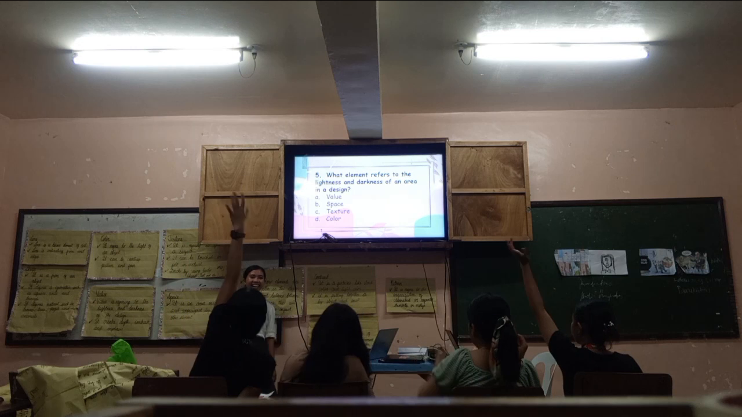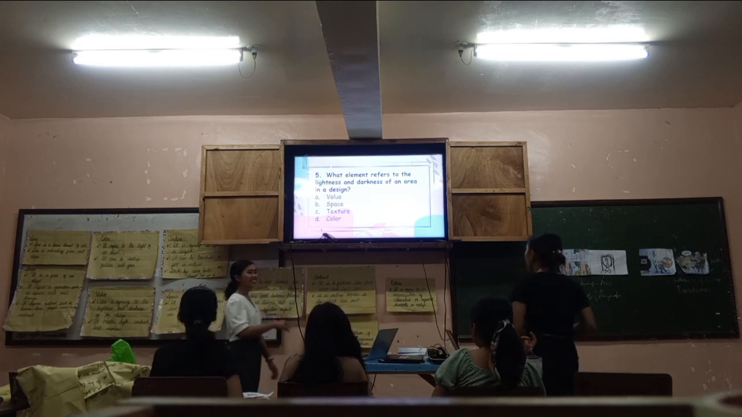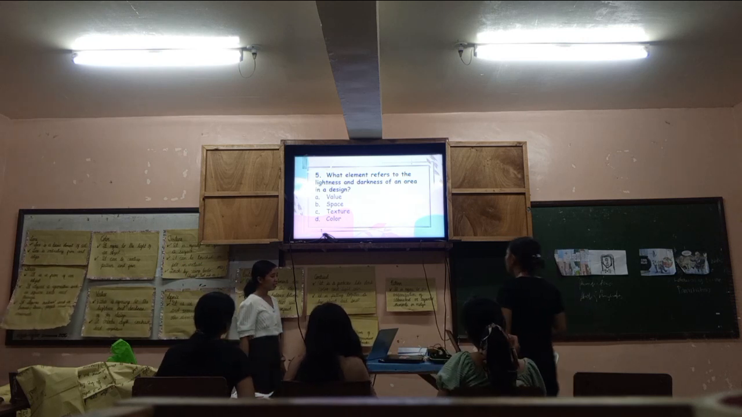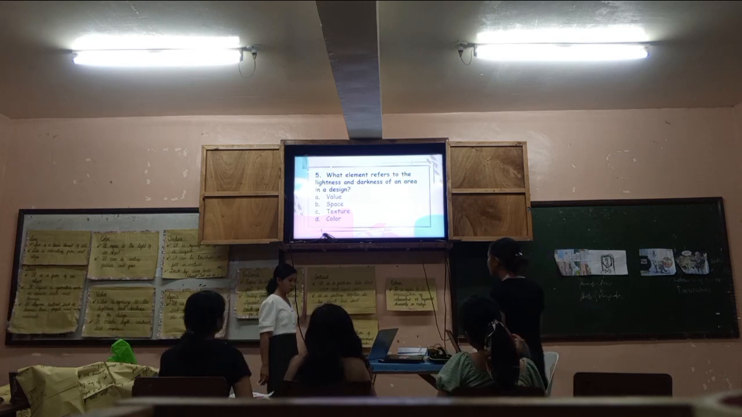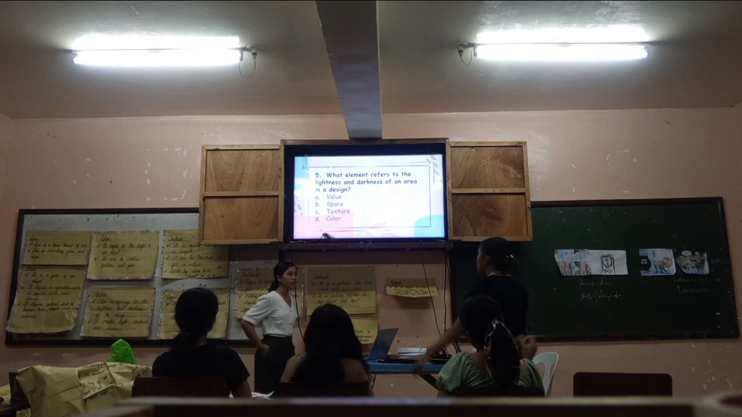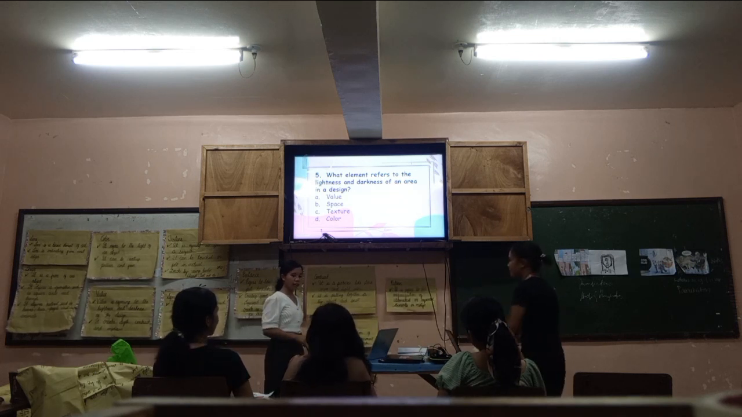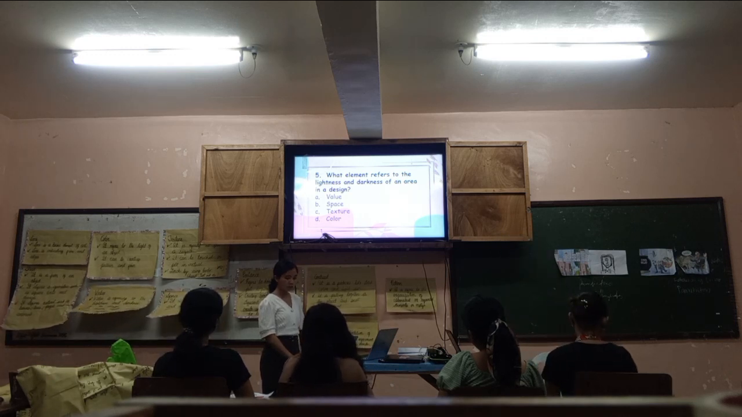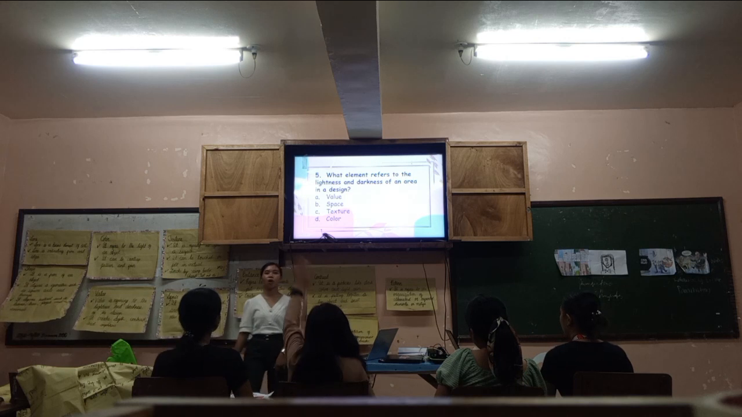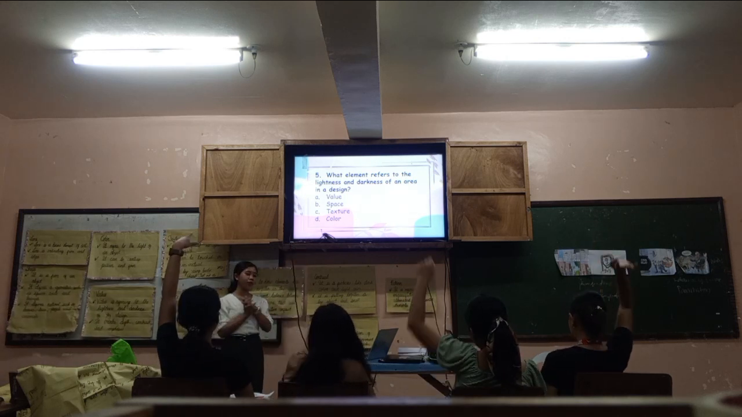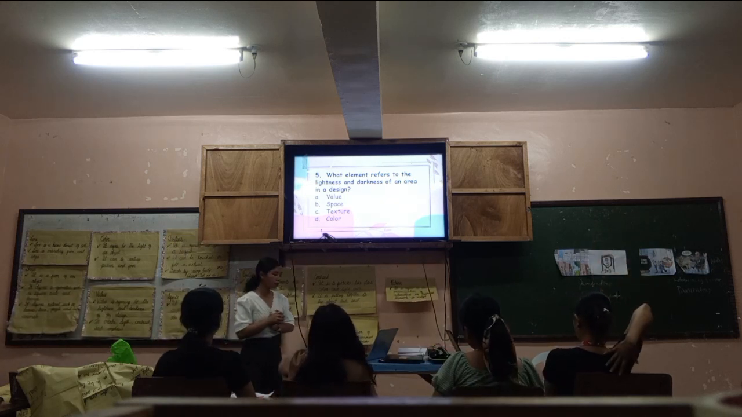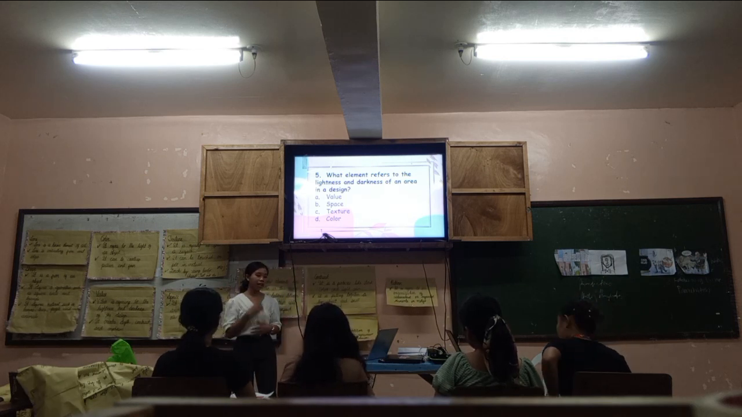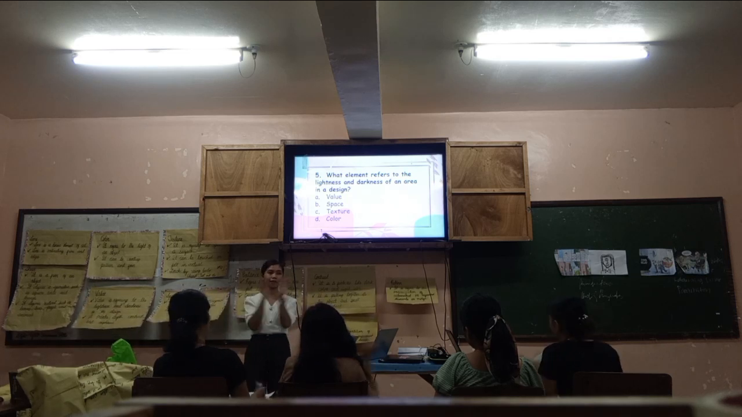Okay, Roxanne. What element refers to the lightness and darkness of an area in a design? Answer, teacher: texture, C. Okay, very good. The answer is letter C, texture. Who got the perfect score? Teacher. Okay, very good. Now, I am so glad that all of you got a perfect score. Let's give yourselves 5 claps.